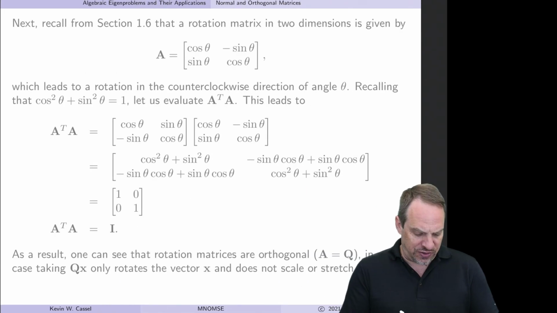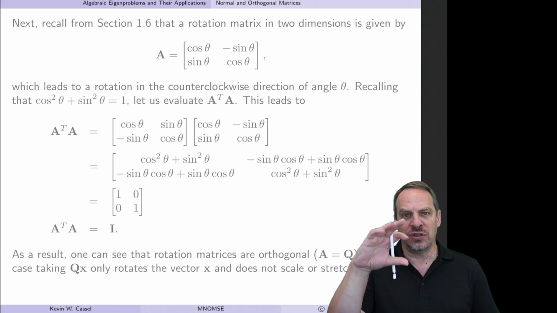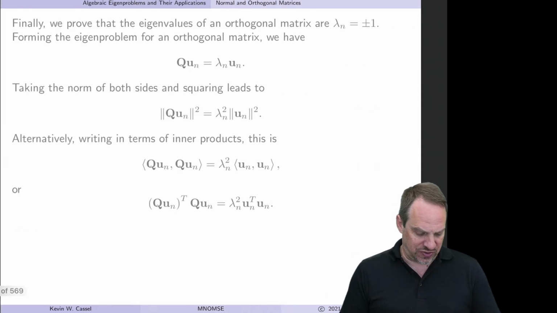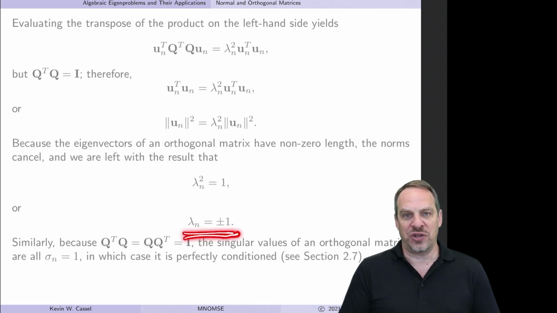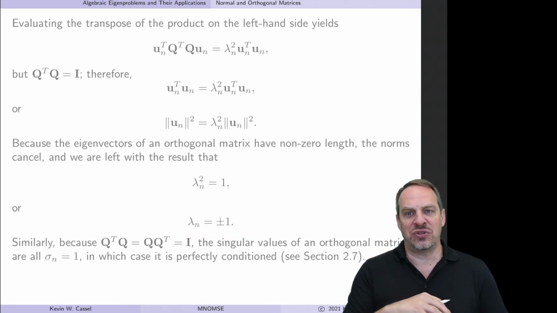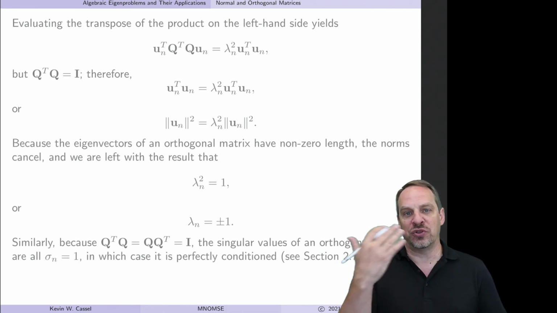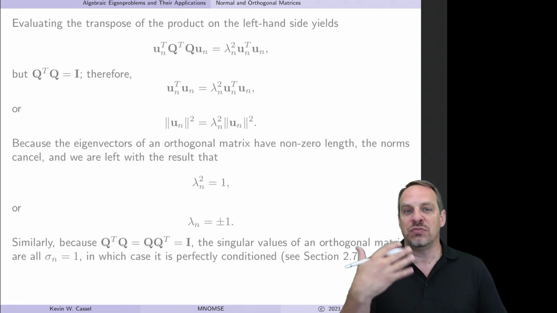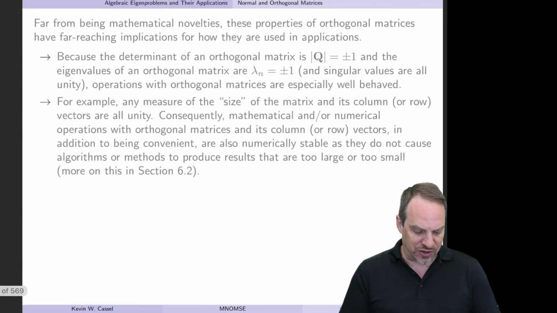It also turns out that the rotation matrices that we discussed in chapter 1 are orthogonal. So any matrix that does a rotation is an orthogonal matrix. We also prove here that the eigenvalues of an orthogonal matrix are always plus or minus 1. Again, that has implications for operations that are using these matrices, because the eigenvalues are order 1, they're never too small, they're never too big. Condition numbers, therefore, are very well behaved. And so we like to work with orthogonal matrices when we can.